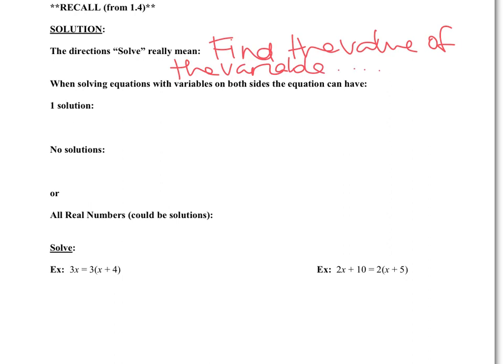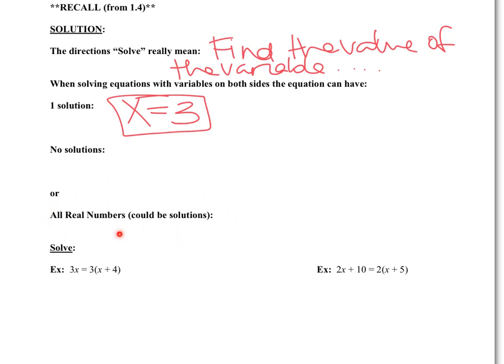So when you're solving an equation with variables on both sides, there's a couple possibilities that can happen. The first is that an equation can have one solution. For example, one of the problems on the previous page had a solution of x equals 3. So this means that the only possible number that could work for x is 3, and if you plug it in, the equation is going to work. There's nothing else that will work. There's one possible solution.